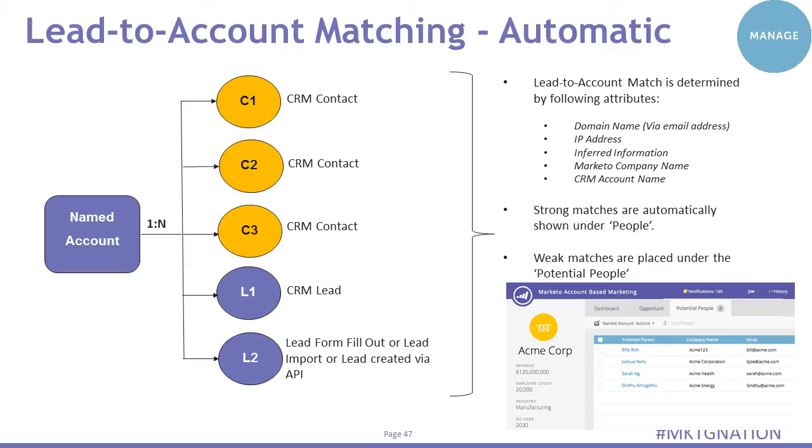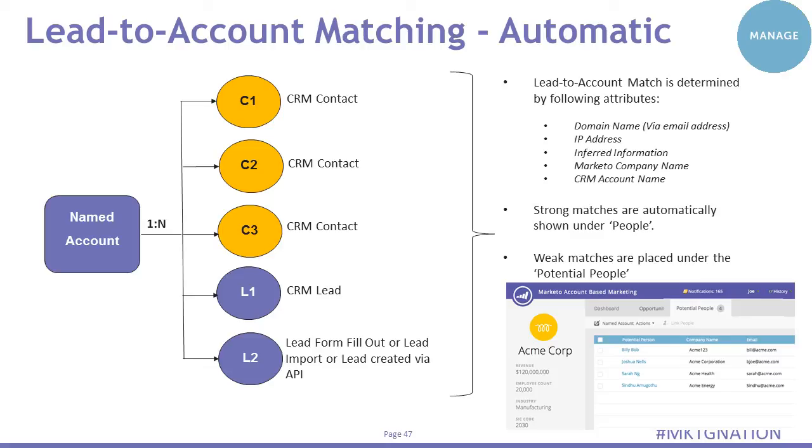Then an important aspect in the management side of account-based marketing is the lead to account matching. So when a new name comes into the system, how do we associate whether or not that should be associated to a particular target account? There's a couple of automatic ways that Marketo is going to do this.